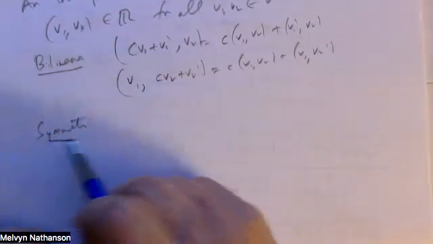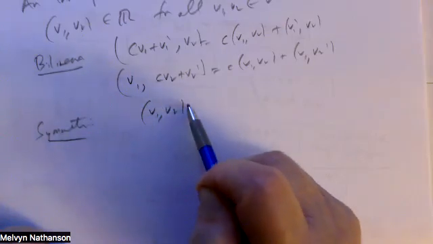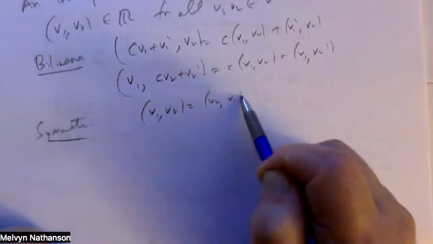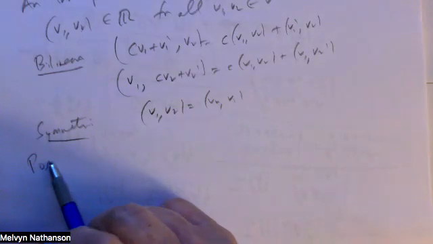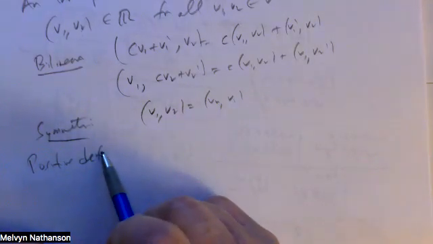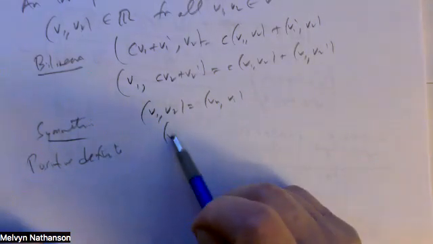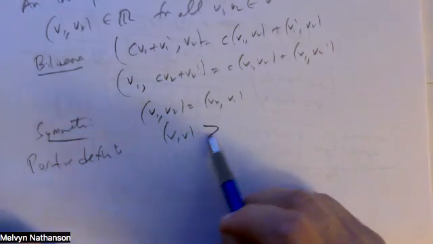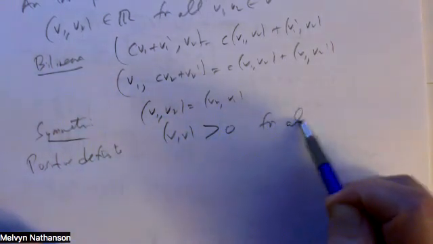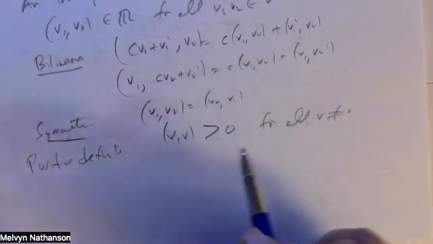It has to be symmetric. So (V1, V2) is the same number as (V2, V1), and it has to be positive definite, which means the inner product of any vector with itself is strictly greater than 0 for all non-zero vectors.